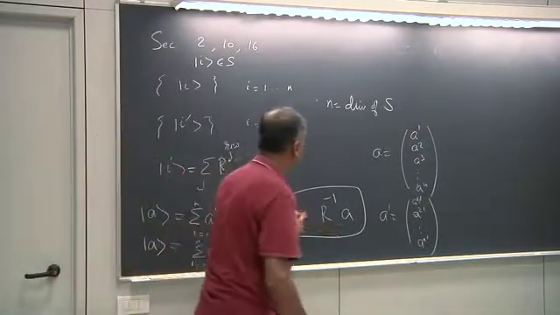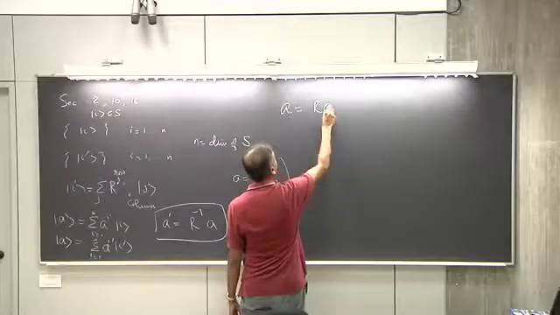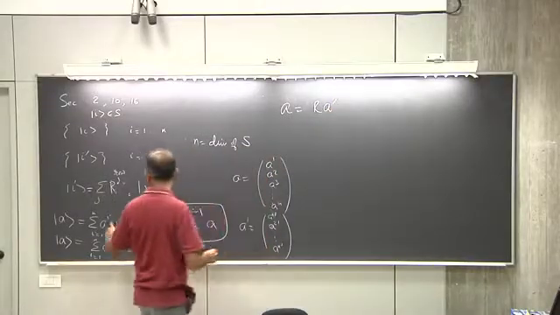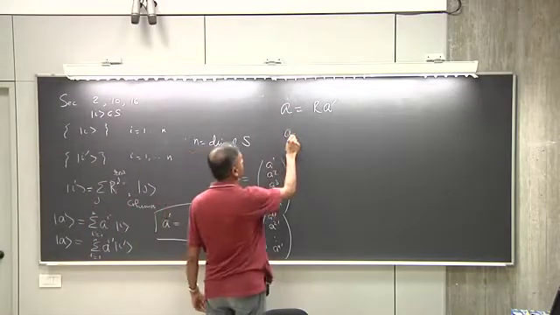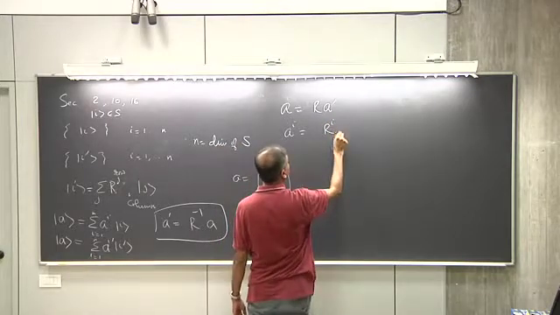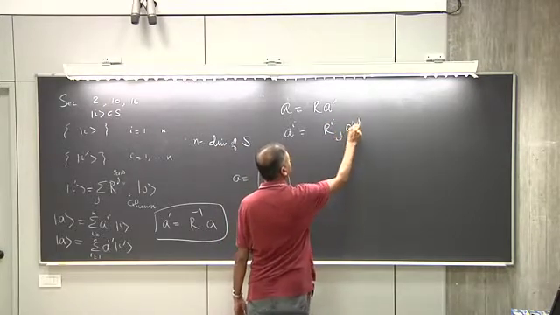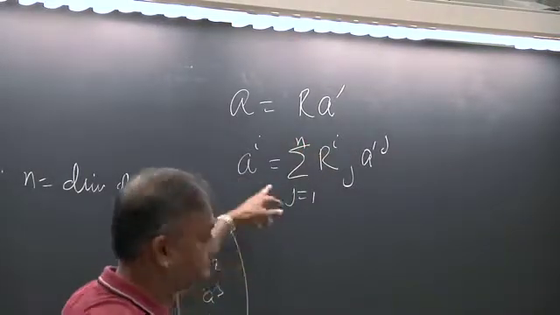Or you can just invert it, A is equal to R A prime. So, if I want to write it explicitly in terms of these labels, what it says is that A_i is equal to R_ij A prime_j, summed over j, to write it explicitly.